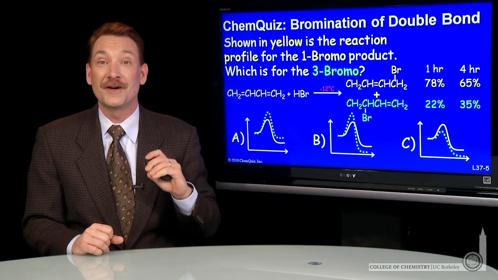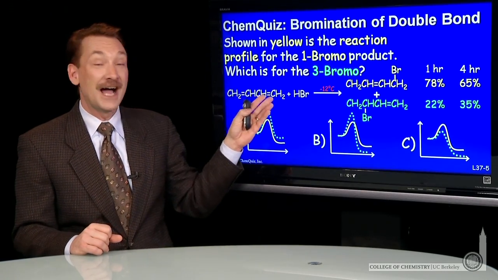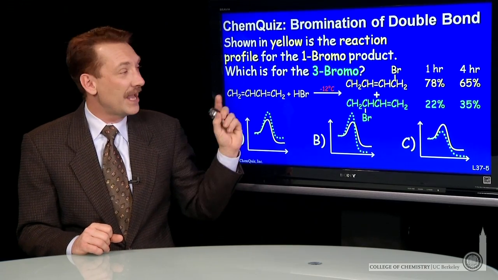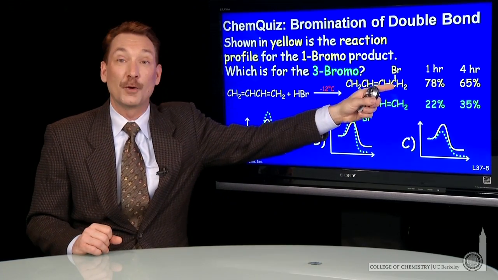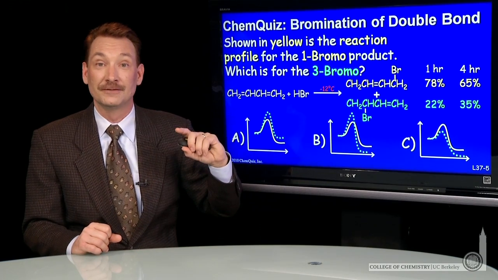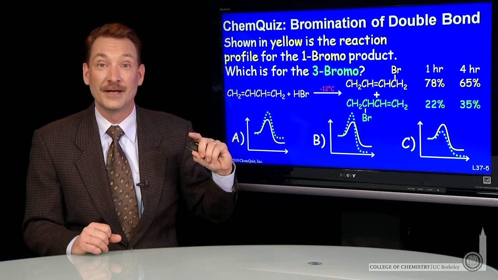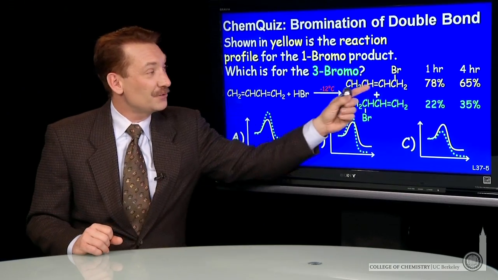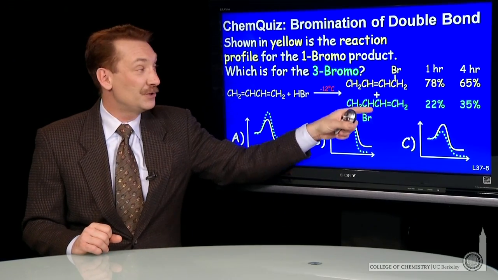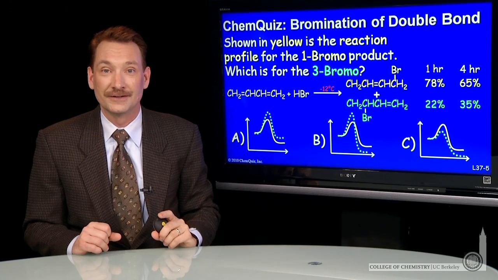Let's look at the bromination of a diene. Here, a diene, a compound with 2 double bonds, is brominated, and the bromination can occur at the 1 position, it's the compound I've shown in yellow here, or the 3 position, compound I've shown in green. Now, as these reactions go, there's an equilibrium here. So these two products can interconvert.